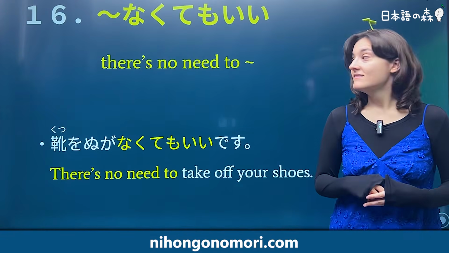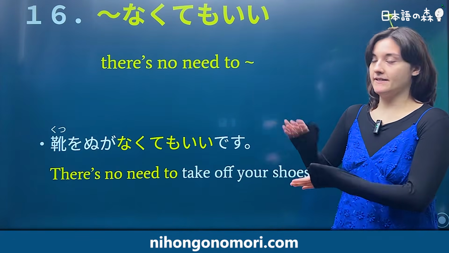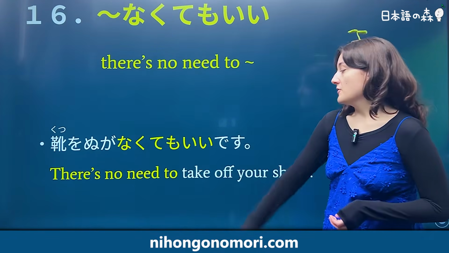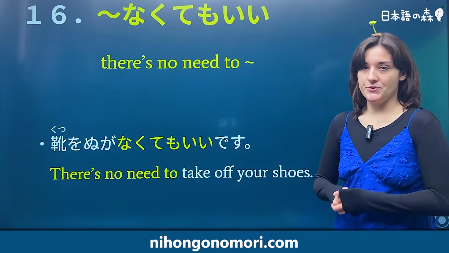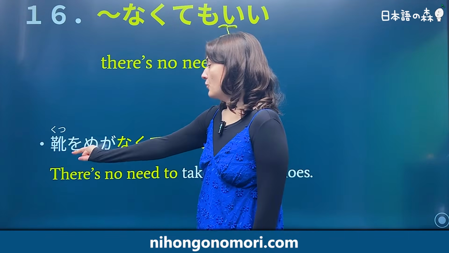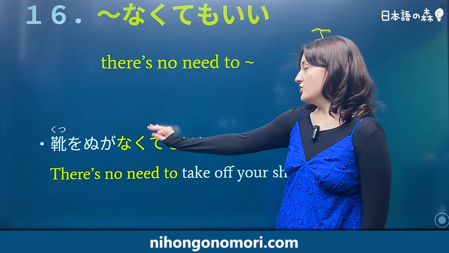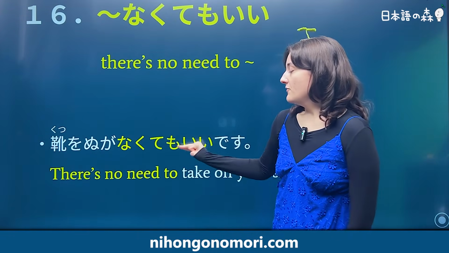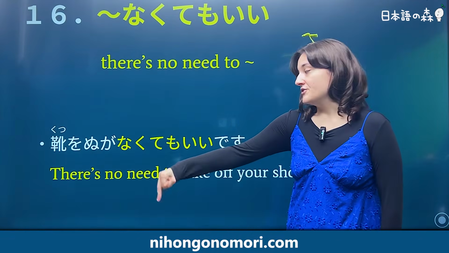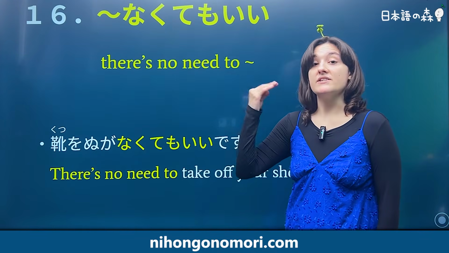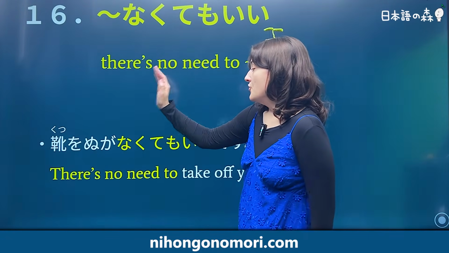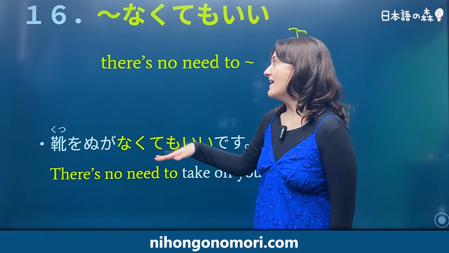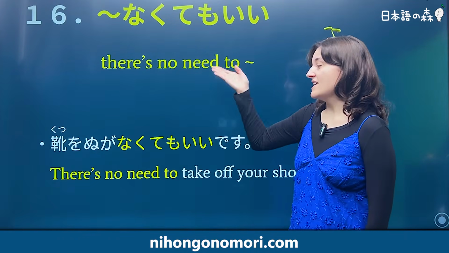なくてもいい. There's no need to blank, right? 靴を脱がなくてもいいです. There's no need to take off your shoes, right? So 靴を脱ぐ, and then if we want to say don't take off, we say 脱がない. And then to create this form, we turn that ない into なくて, right? We put it into the て form. So we get 脱がなくてもいい. So you don't have to do it. There's no necessity for it.